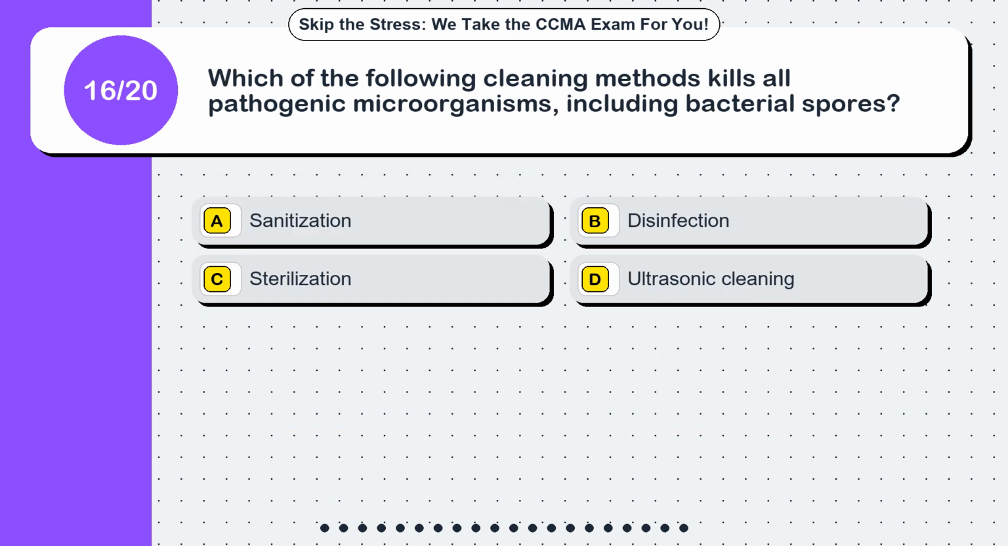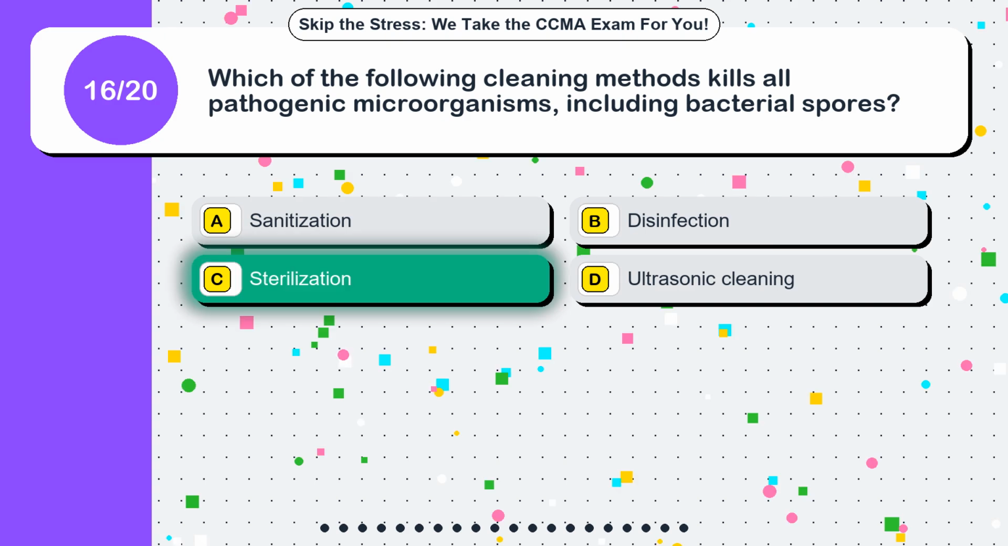Question 16. Which of the following cleaning methods kills all pathogenic microorganisms, including bacterial spores? Option A: Sanitization. Option B: Disinfection. Option C: Sterilization. Option D: Ultrasonic cleaning. The correct answer is option C, sterilization.